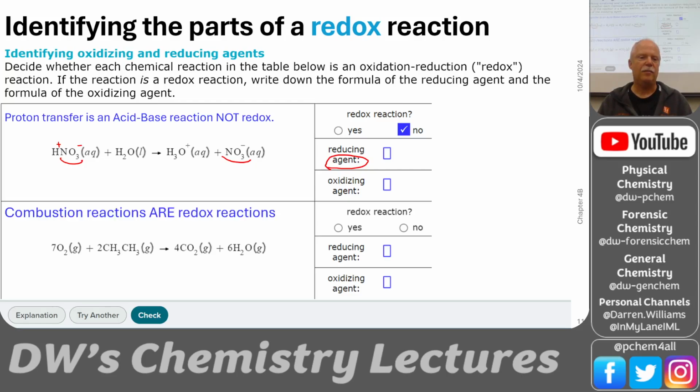Okay, but this is a combustion reaction, and combustion reactions are redox reactions, because the oxygen's coming in and it's oxidizing the carbon and oxidizing the hydrogen. So it's stealing electrons from everybody. So that's what's going on in combustion. So let's figure out what the reducing agent is and the oxidizing agent. Okay, so in combustion reactions, the reducing agent is the fuel and the oxidizing agent is oxygen.